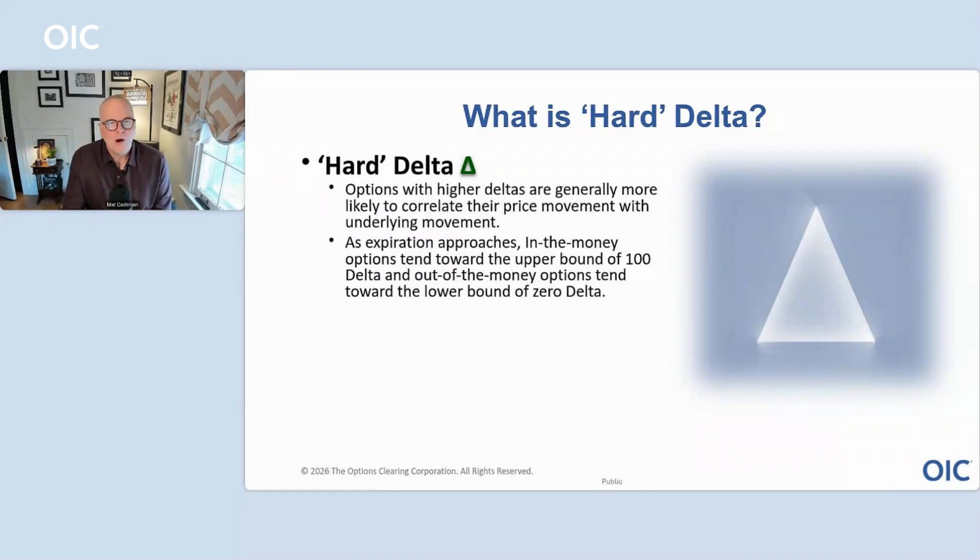The important part about this is that as expiration comes closer and you start to remove time from these options, in the money options tend to become more in the money, and out of the money options tend to become more out of the money, meaning those in the money deltas, 80, 90, 92, 95, start to get higher, closer to 100 as time comes out of the options.